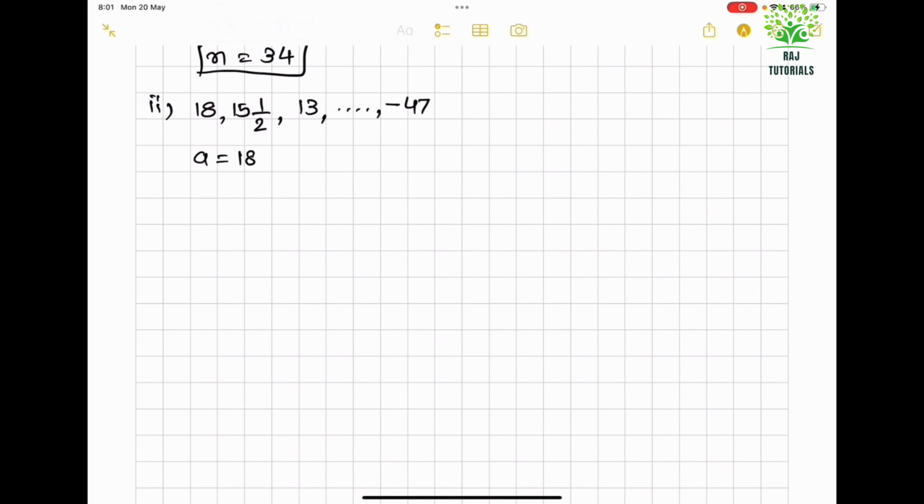So A equal to 18 here. D is 31 by 2 minus 18. So that will be 31 minus 36 by 2. So minus 5 by 2 D I will get, and AN equal to minus 47.